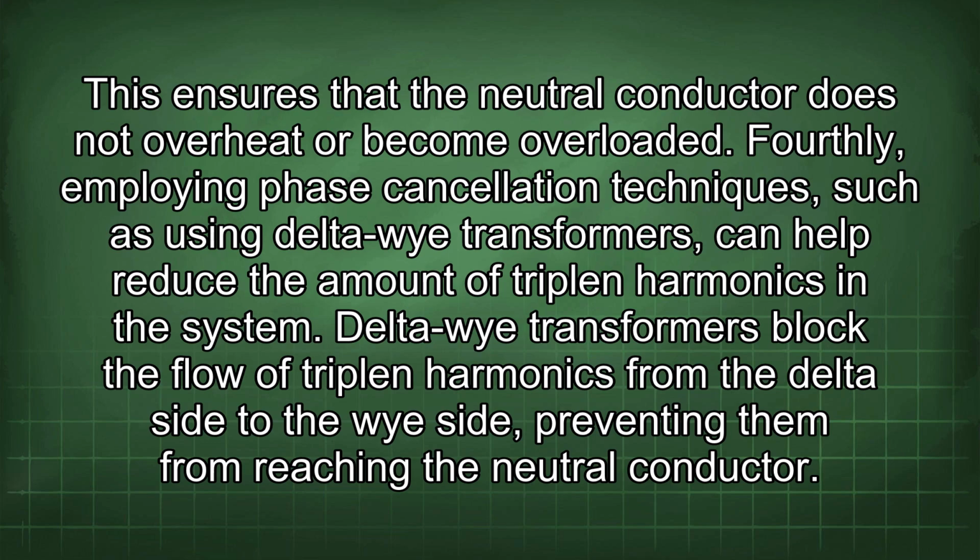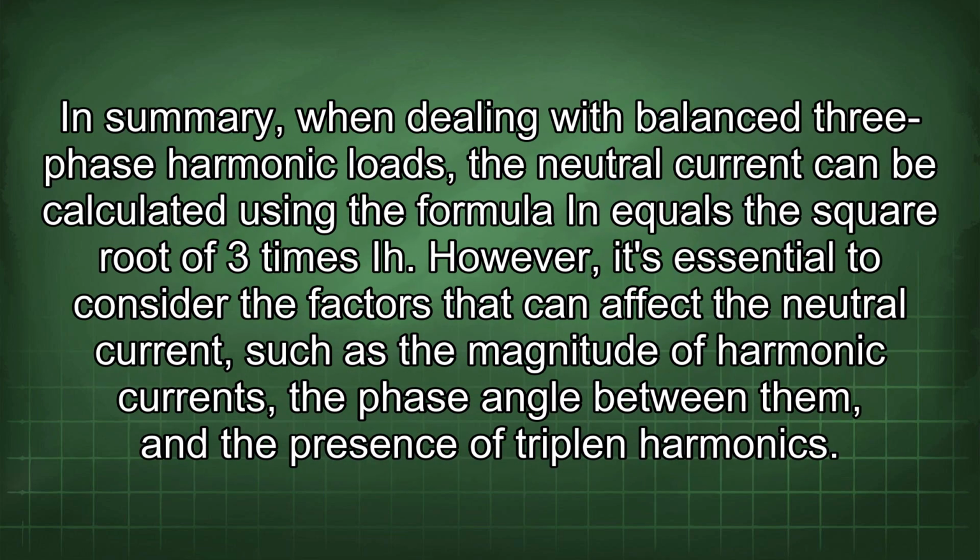In summary, when dealing with balanced 3-phase harmonic loads, the neutral current can be calculated using the formula N equals the square root of 3 times I. However, it's essential to consider the factors that can affect the neutral current, such as the magnitude of harmonic currents, the phase angle between them, and the presence of tripling harmonics.